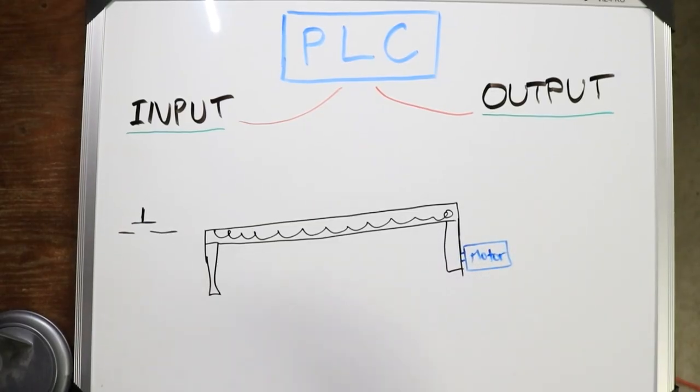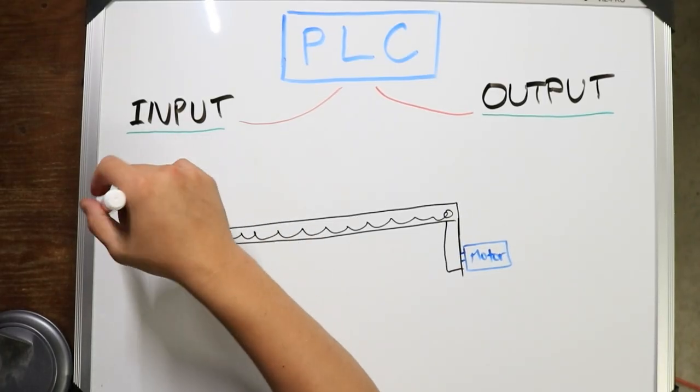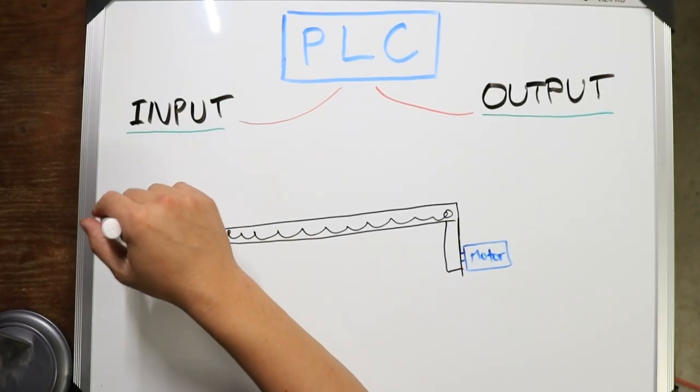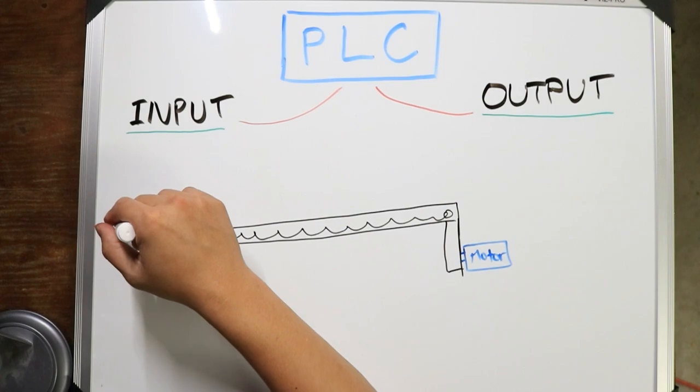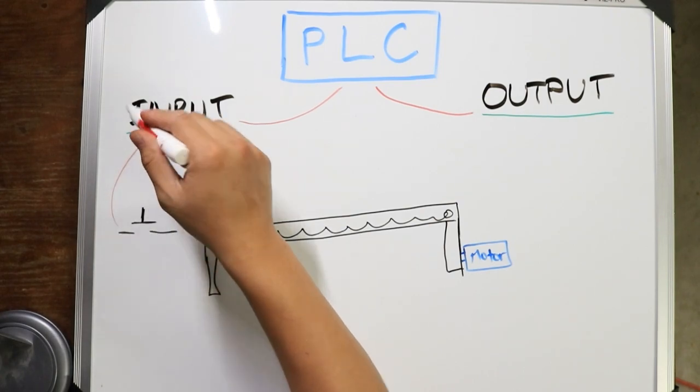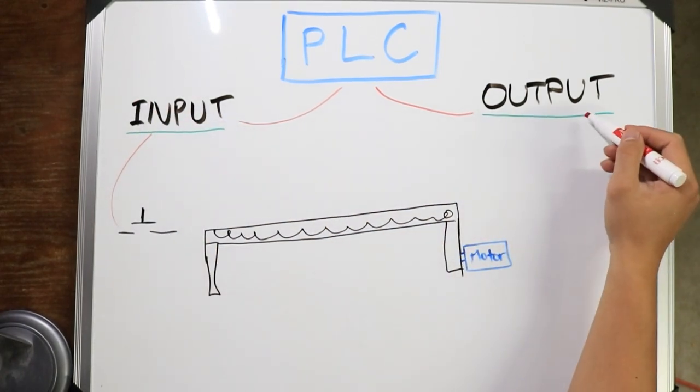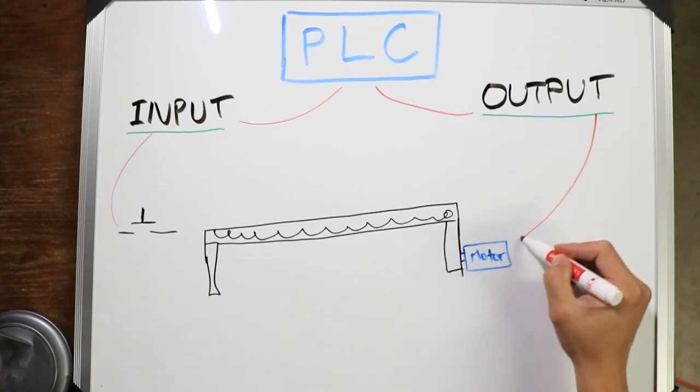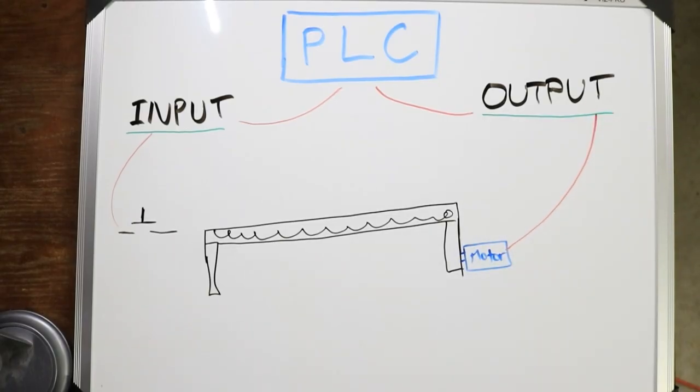Okay, and usually the push button is going to be wired to the inputs, and the output is going to be wired to the motor. You can see right there is a full circuit, as you can see, right?